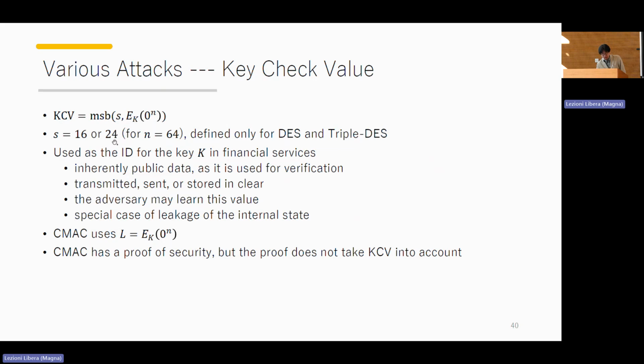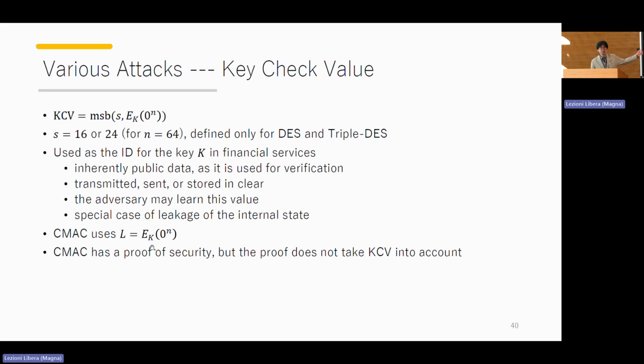S is 16 or 24 for a 64-bit block cipher, and this is defined only for DES and triple DES. And this is used as the ID for the key in financial services. And this is essentially public data, as it is used for verification, so it is transmitted, sent, or stored in clear. So the adversary can learn this value, and this may seem as the special case of leakage of the internal state.